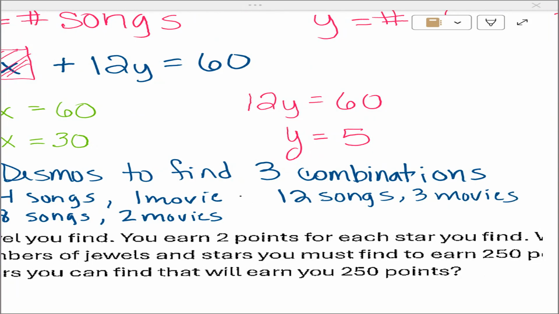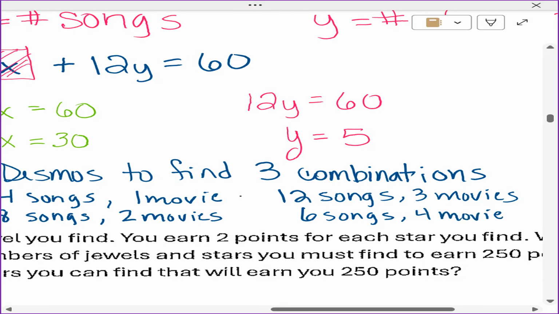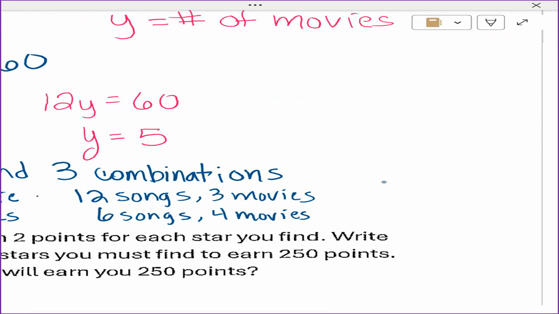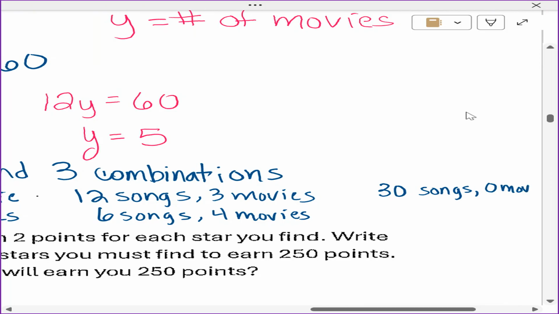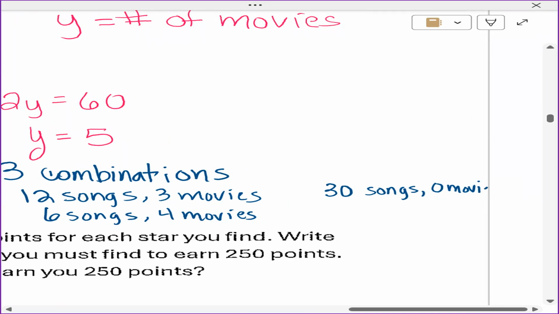Okay, let's keep going. I could also buy, what do you think this is? 6 songs and 4 movies. Plus I have my 2 intercepts. The first one was the ordered pair 30-0. So I could buy 30 songs and 0 movies. And the other one was the ordered pair 0-5. I could buy 0 songs or 5 movies.